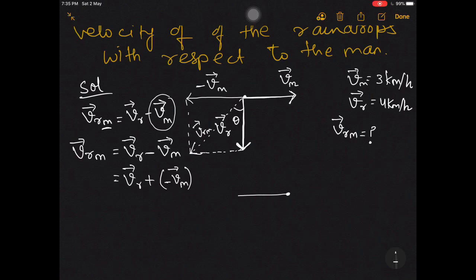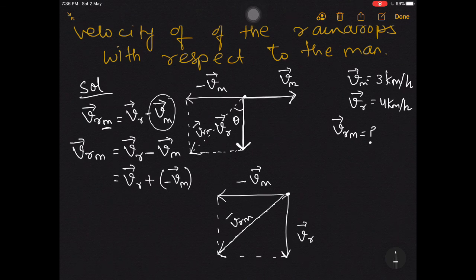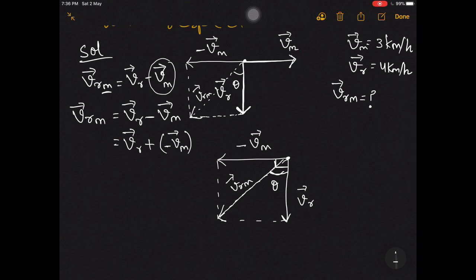See here, this is my Vm and this is Vr. We are completing this parallelogram. We are drawing this diagonal because the diagonal will give me the relative velocity of rain with respect to man. Actually it is giving me the resultant. Okay, and this angle I am denoting by theta. And it is quite evident that this angle is 90 degrees. So Vrm can be found out using Pythagoras theorem, right?